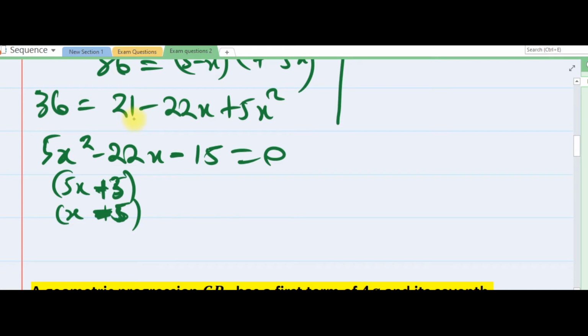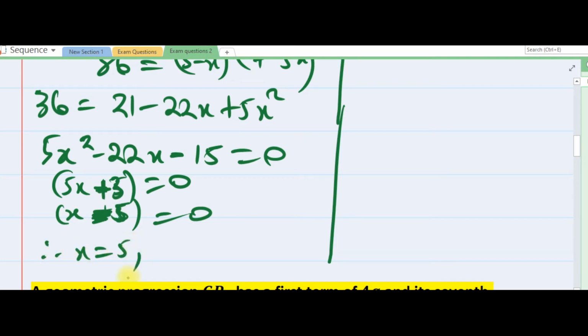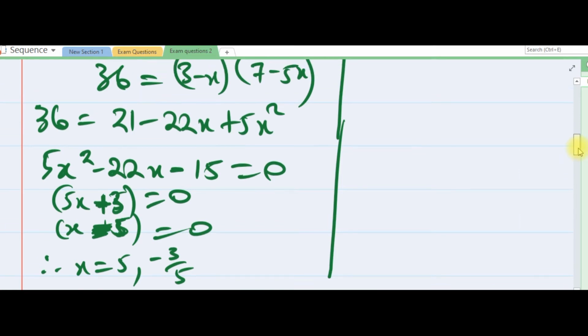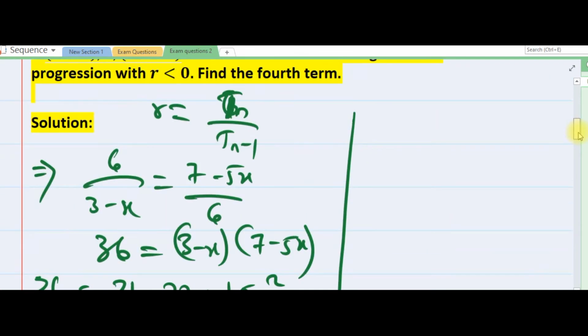So they equal 0. That's the factored form now. For the product to be 0, either the first or the second factor will be 0, but we don't know which one. Therefore, x is 5 or minus 3 over 5. But they told us that the common ratio is less than 0.